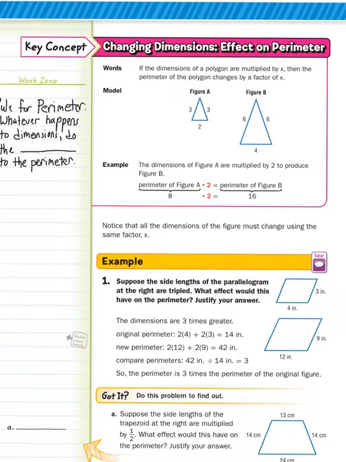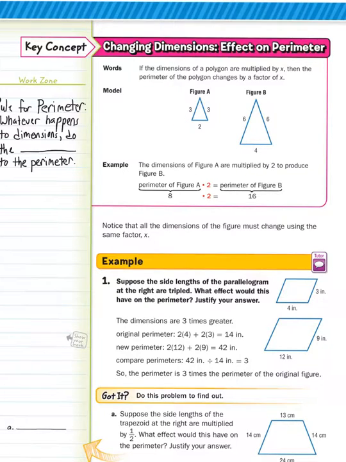On this page we're focusing on how changing the dimensions, remember the dimensions are the side lengths, affects the perimeter. And you've got to remember, perimeter is when you add up all the sides to get the total distance around that shape. So we'll go through the words here, and then I will write down a rule that I have on the side. It says, if the dimensions of a polygon are multiplied by x, then the perimeter of the polygon changes by a factor of x. So here's what that means.